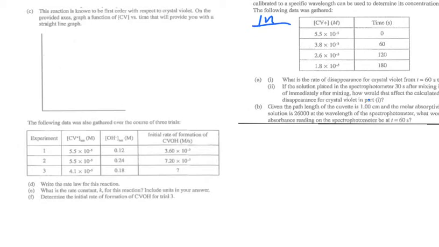On C, they seem to be saying they know it's going to be first order. On the provided axes, graph a function of CV versus time that will provide you with a straight line. Well, obviously, they're checking to see if you realize that being first order, you should be plotting the natural log of crystal violet versus time. But I don't think that's all they want. I think the axis labels might be one thing, but I think they actually want us to plot it.